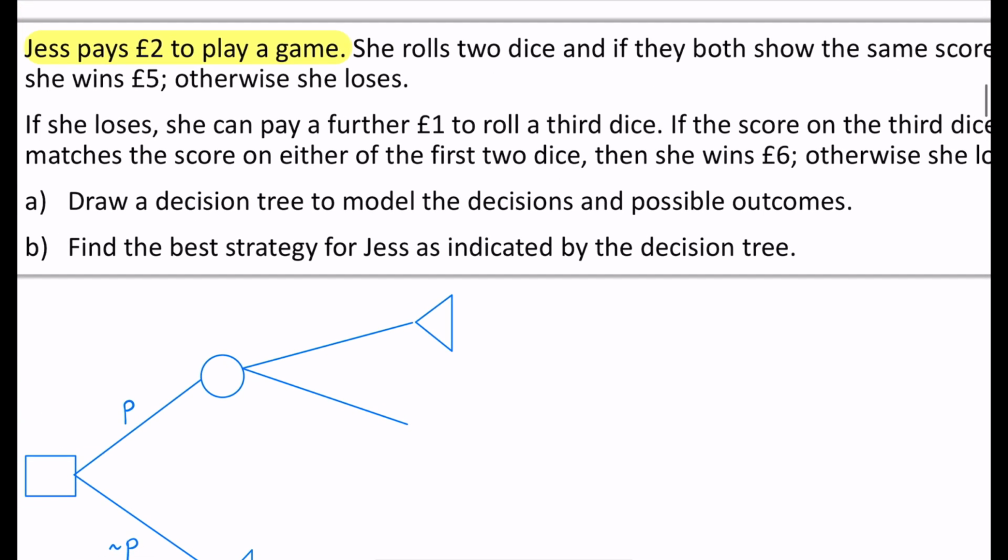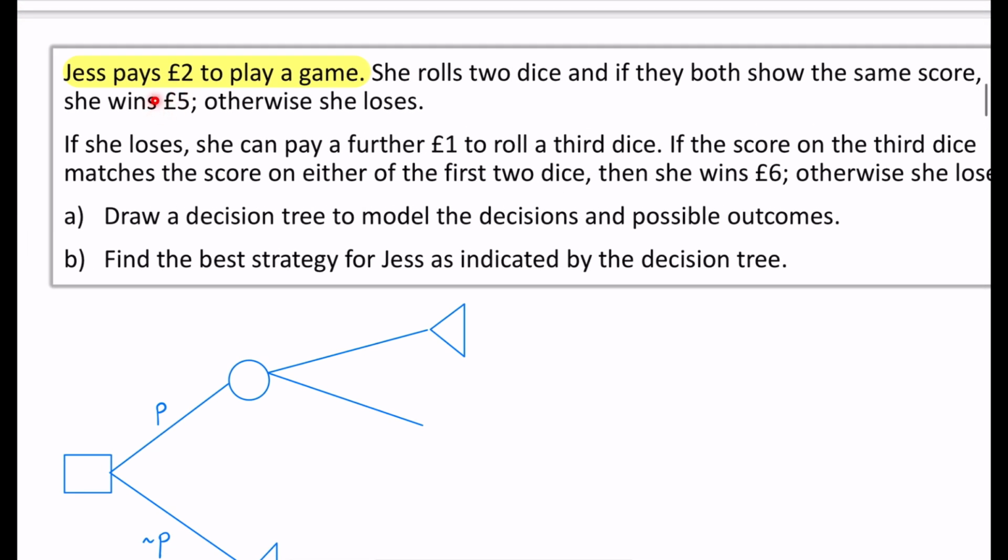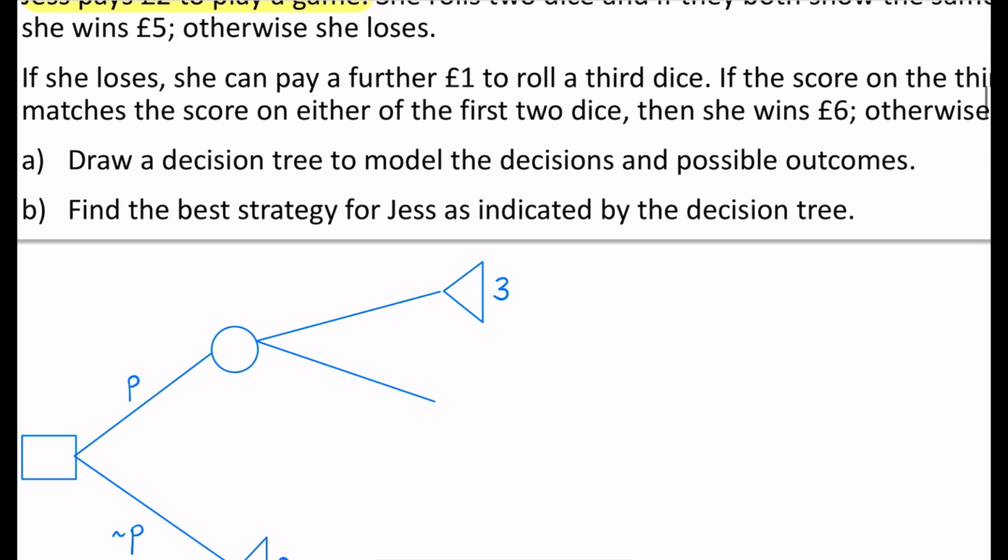And I know that if they're showing the same score, she wins £5, but she had to pay £2 to play, which means that it's actually only going to be worth £3 to her because she's obviously gained 5, but she's lost 2. And I'm just going to jot down that this is the part where they have the same score.